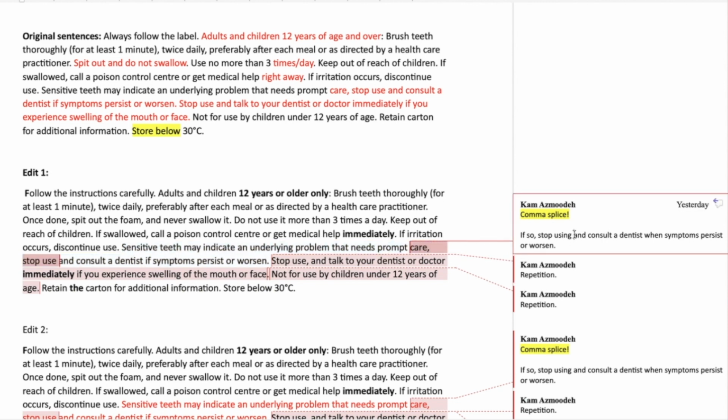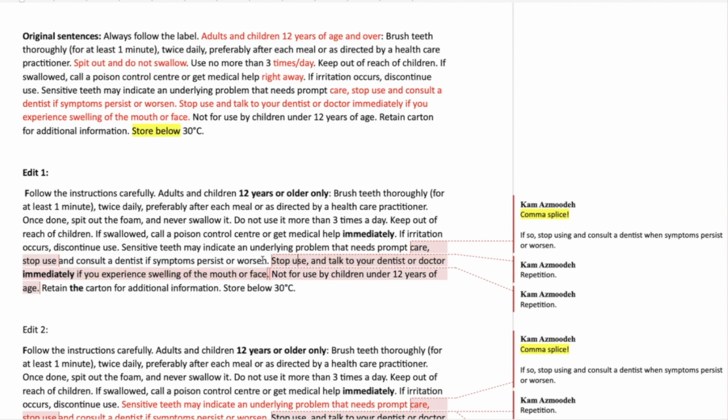How did I rectify the problem? Take a look at this one. So instead of having a comma, you can put a period right here and then start another fresh new sentence. If, for example, you have such underlying problems or what have you, stop using and consult, stop using, and I will fix the rest of it later on, because the stop using could be better phrased perhaps later on. Stop using and consult a dentist when symptoms persist or worsen. Okay, so that's what we want to know.